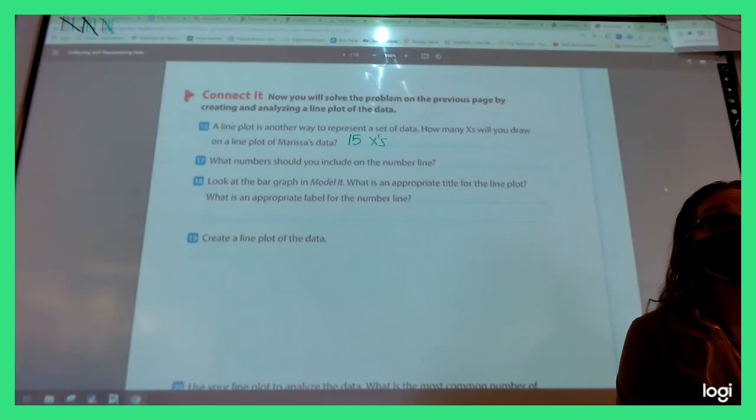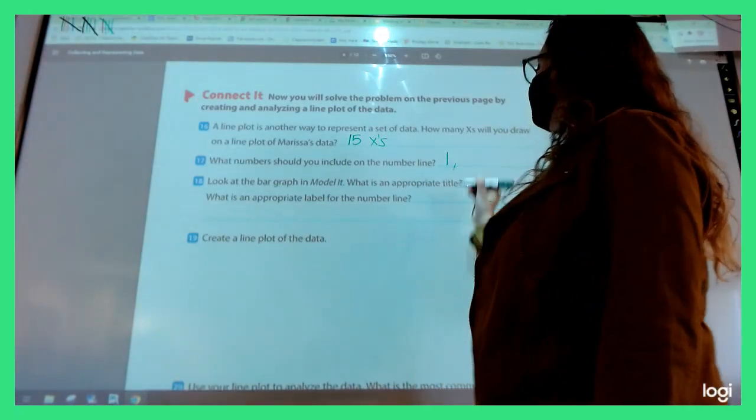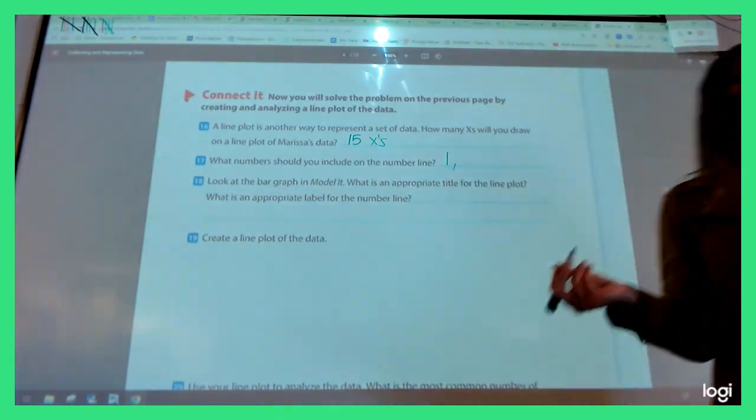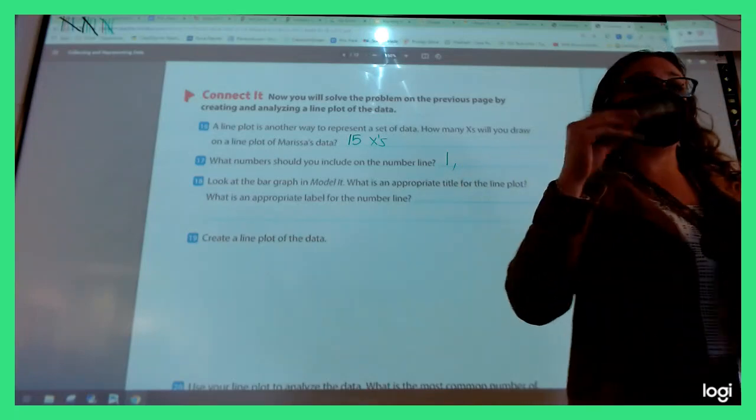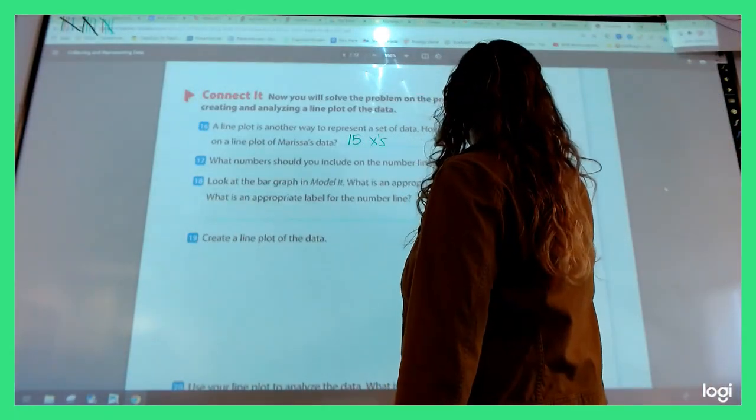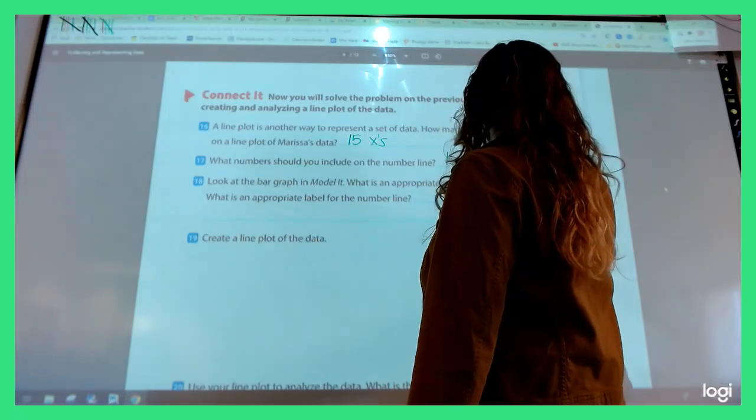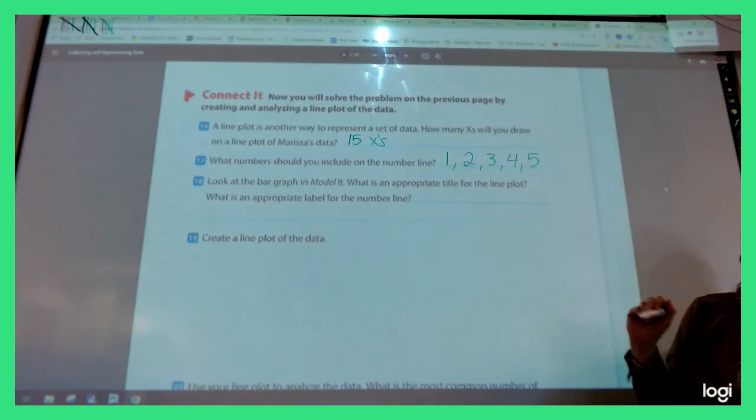Okay, next. 1. A 1. So we have to include a 1. Okay. Then what? Noah? It's 5. 5's the biggest. Do we have a 2, 3, and a 4 in between? Mm-hmm. Okay, so I'm just going to write 1, 2, 3, 4, and we know that 5's the biggest. So we'll need to include all those numbers on our number line.